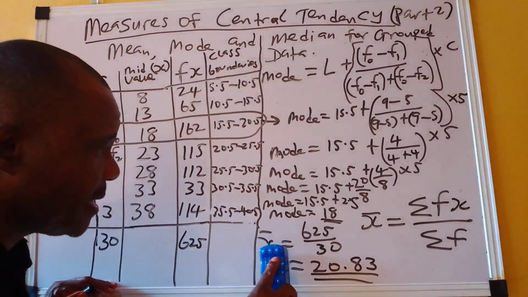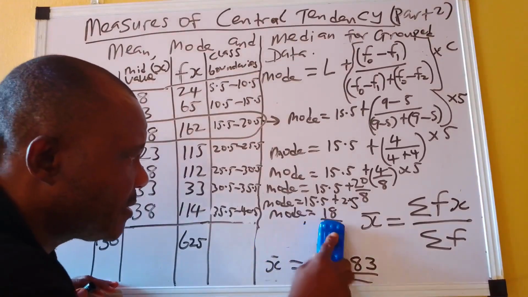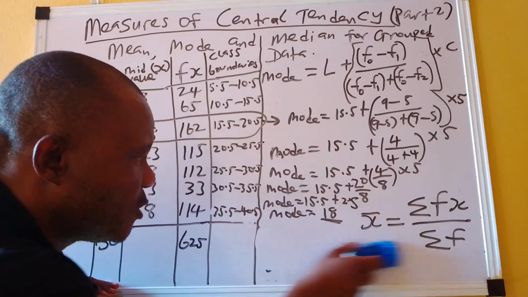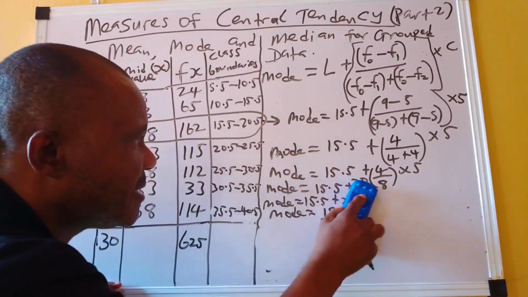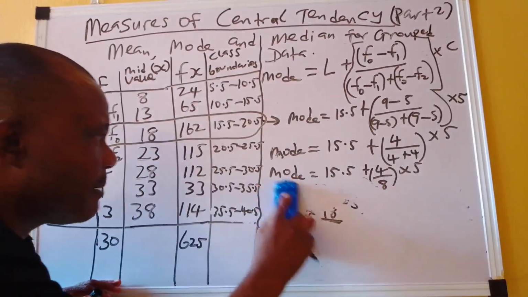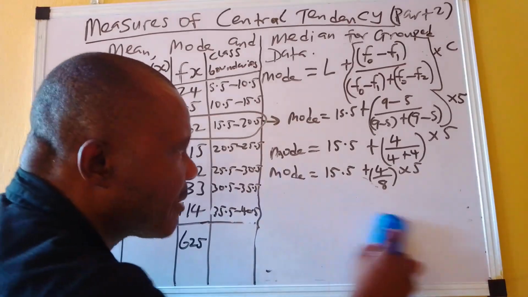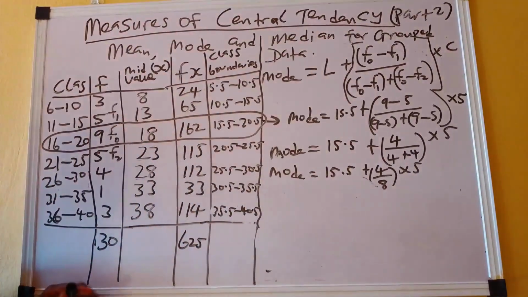We can clean the board so that we can have enough space to write the mode clearly. Okay, let me write it again clearly so that it can be clearly seen.